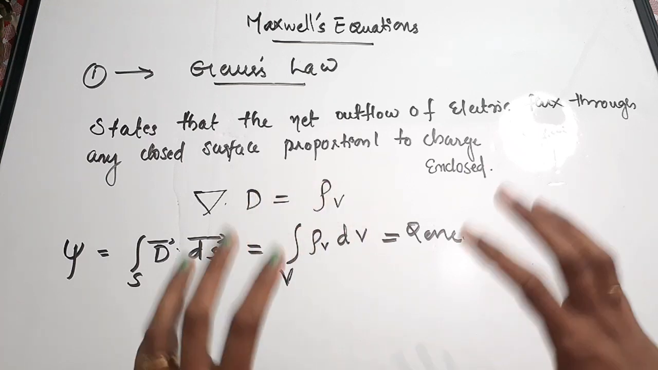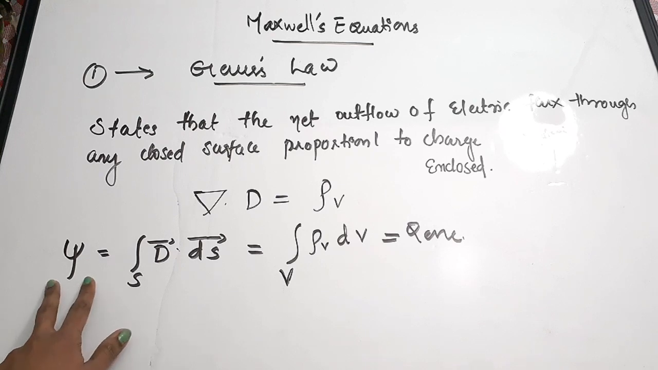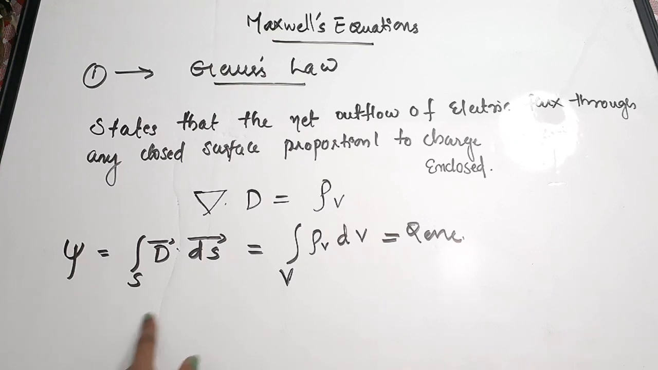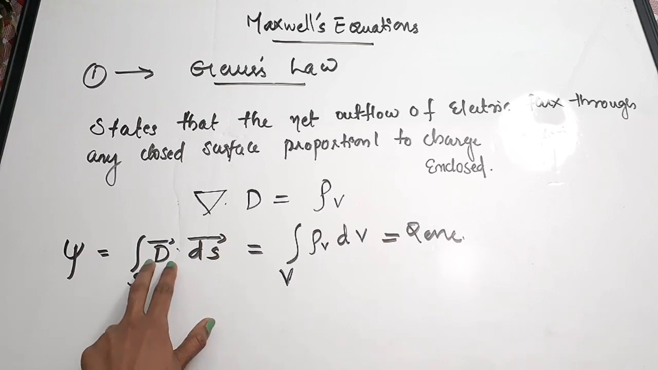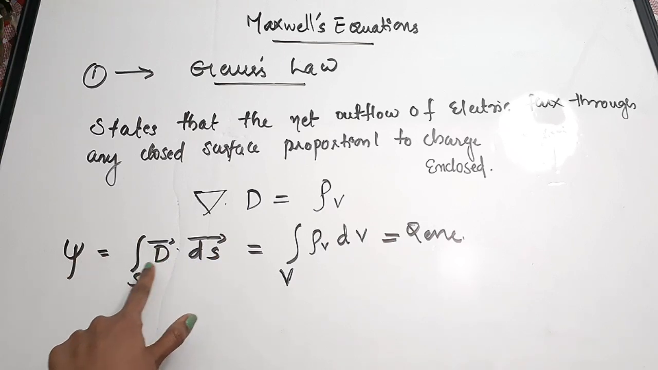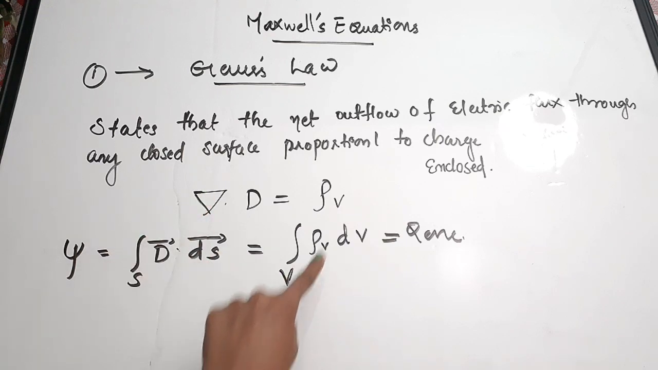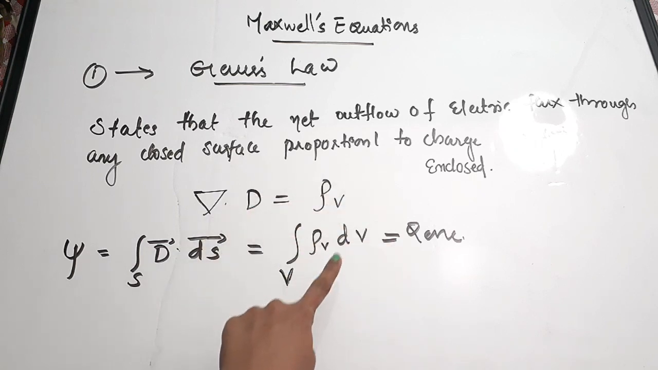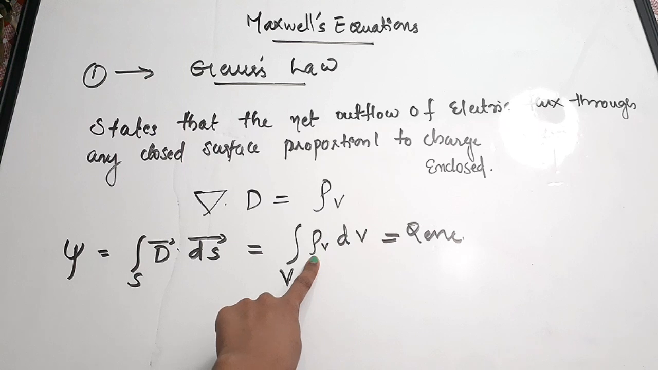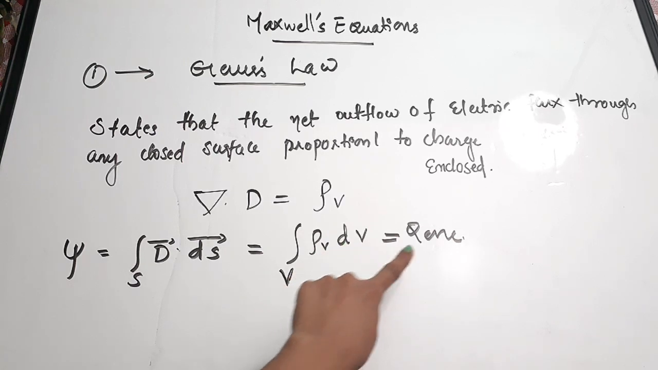Also, we are talking about electric flux. The electric flux is denoted by the letter psi, and psi is the surface integral of D dot dS, that is, the total flux equals flux density times area. That is the integral form. The total flux equals the volume integral of rho V dV. Rho V is the charge density, and charge density times volume is the total charge enclosed. So this is Gauss's law.